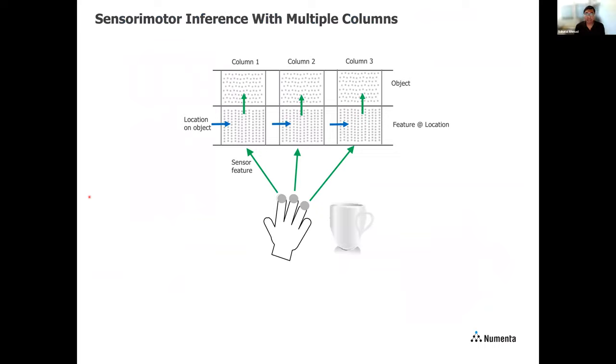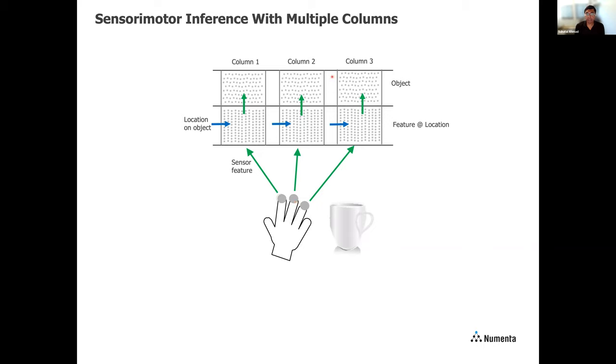Okay, now we can finally move to actual voting. So we just went through the single column version of the algorithm, this two-layer algorithm. And now imagine there's multiple cortical columns. So here we're showing three cortical columns. Each cortical column is getting a completely different sensory input coming in, let's say these three fingers.